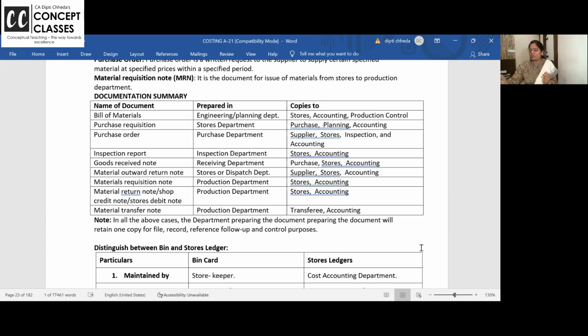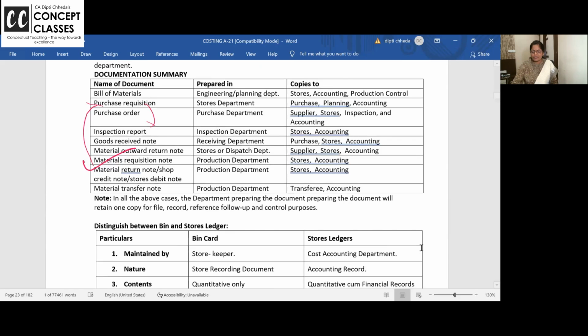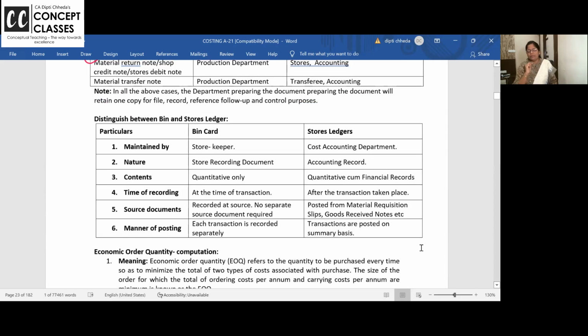Material requisition note. This material requisition note will be placed by the production department. We want this much material. Based on that, they will place the purchase requisition to the purchase department. So this is all linked documents. Material transfer note, return note and all.